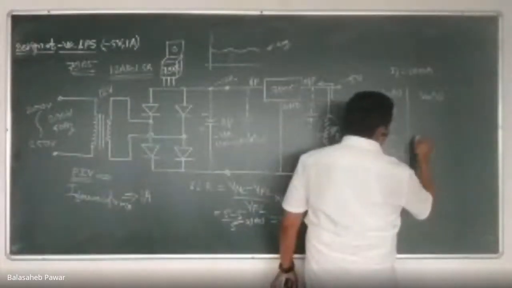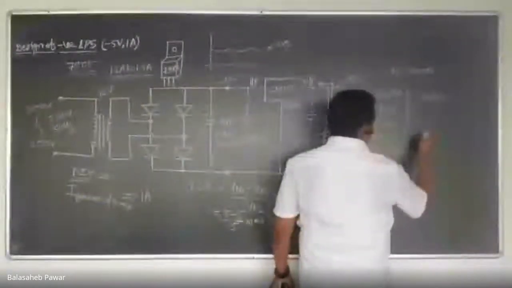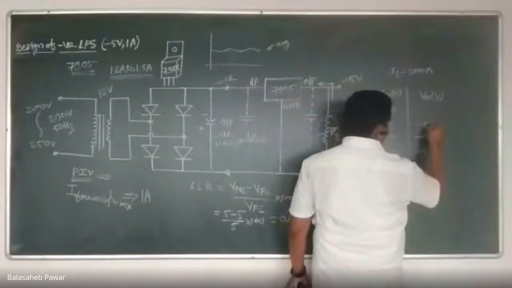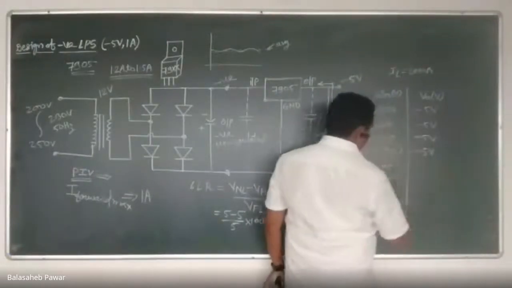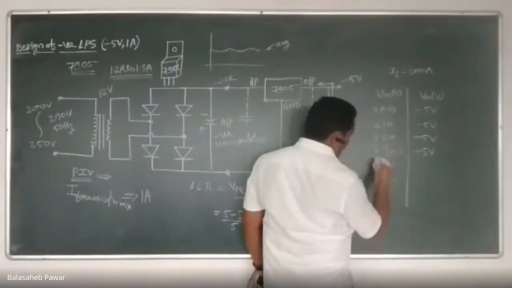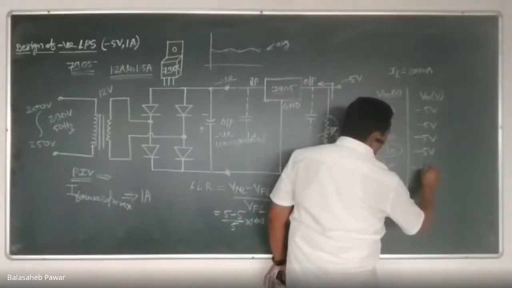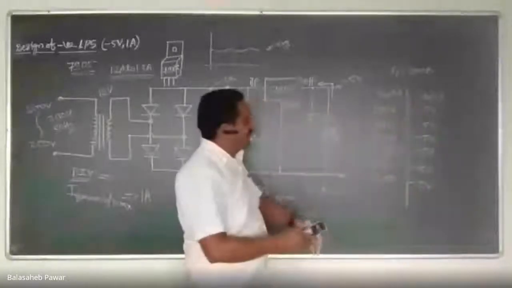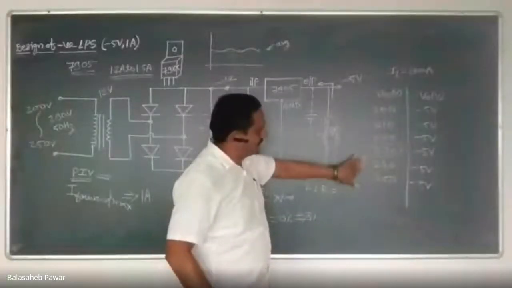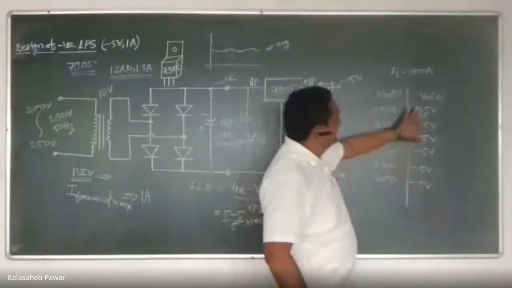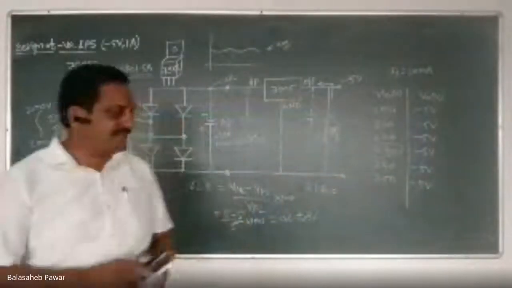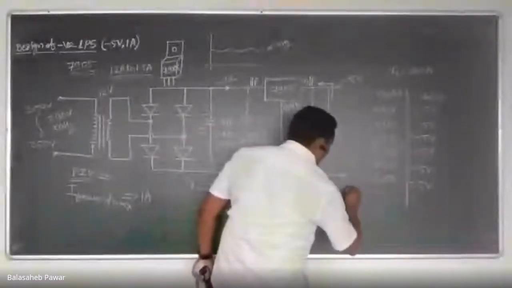Instead of 230, if it is 220, still the output of our LPS should remain the same, that is -5 here also. And similarly, instead of 230, if it increases to 240, still the output should remain -5. So this is again the ideal case. Even if there is variation in input supply voltage, the obtained DC output voltage remains constant. Are you getting it?